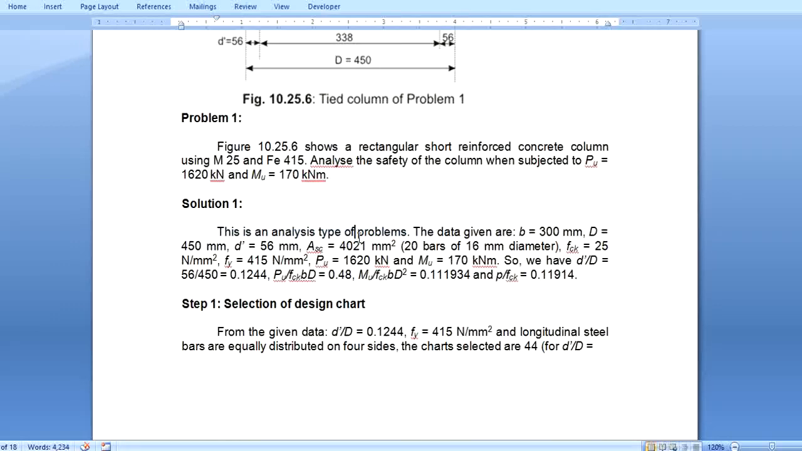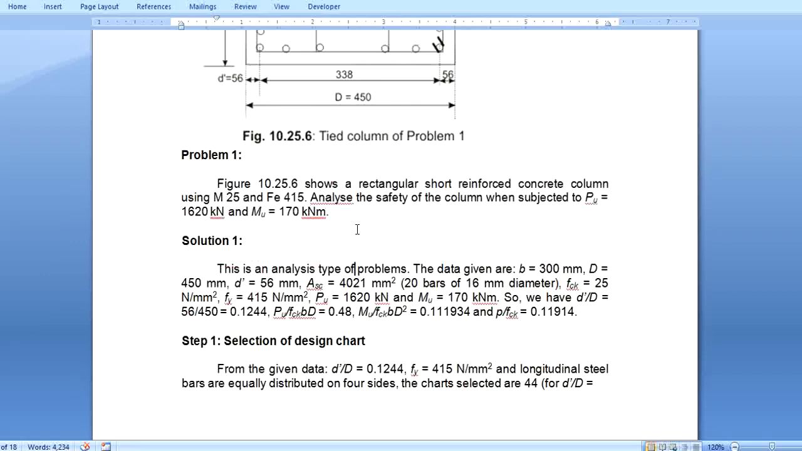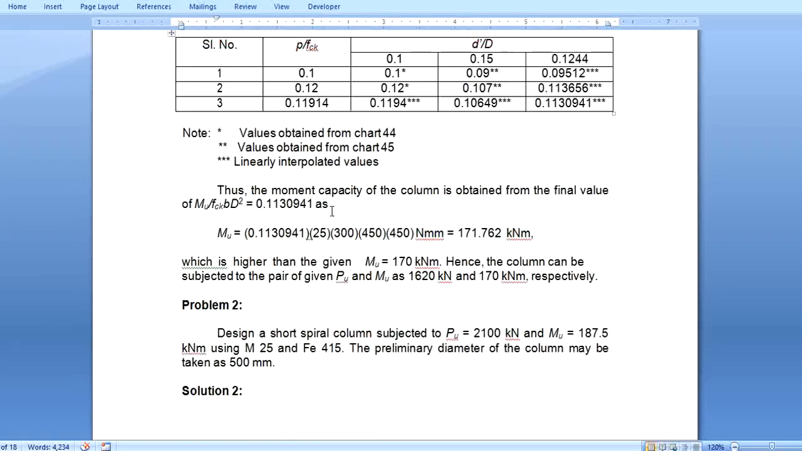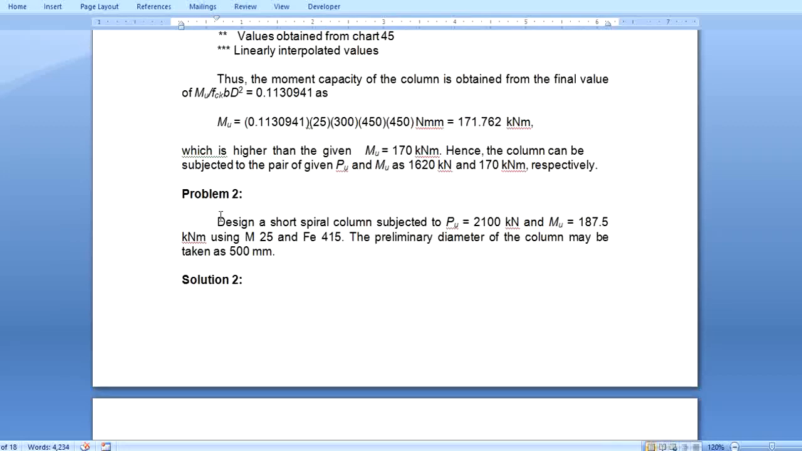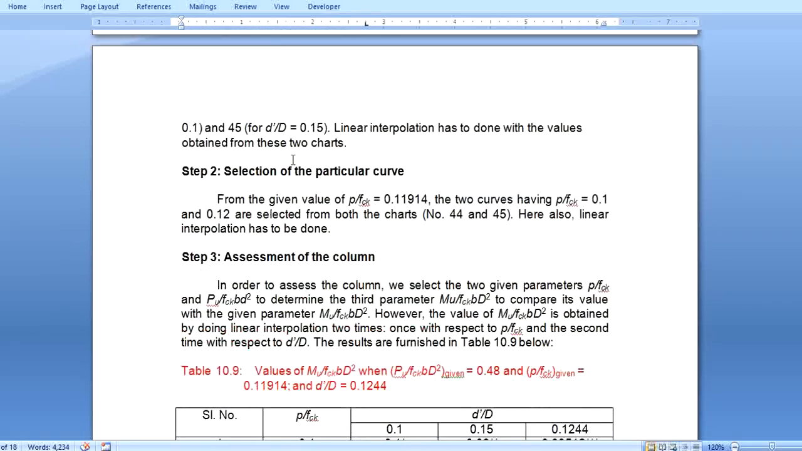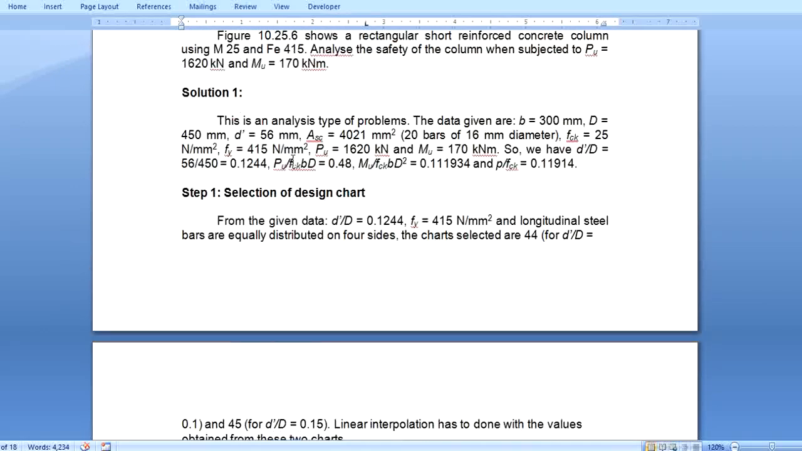In an analysis type of problem, what do we need to do? We need to consider all the data, but think of Mu as an unknown, and finally find the value of Mu. If the value of Mu obtained from the charts is more than the value of Mu to be carried out, then we can say that the problem is safe. I have briefed the things, so we will move step by step. This is an analysis type of problem.